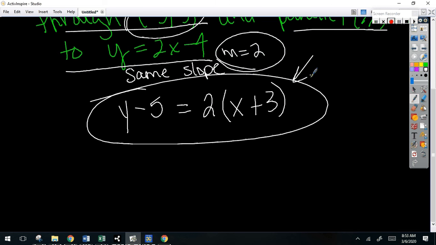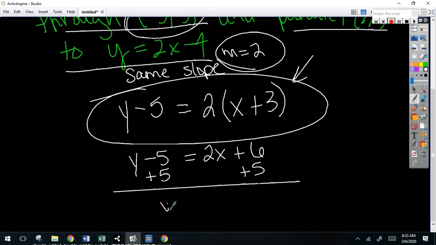How could I get this in slope-intercept form though? Distribute, all right? So I got y minus 5 equals, and now what? Add 5 to both sides. That's exactly right. Because slope-intercept form gets y by itself.